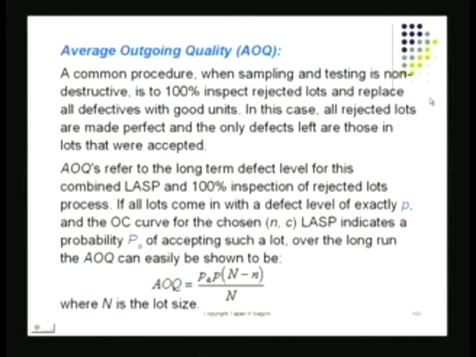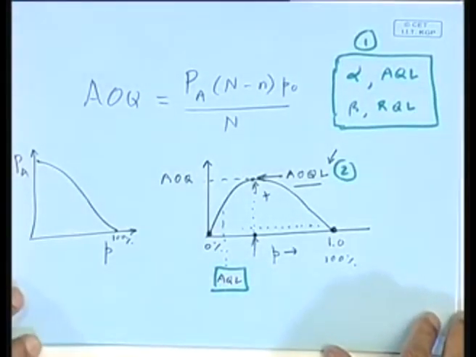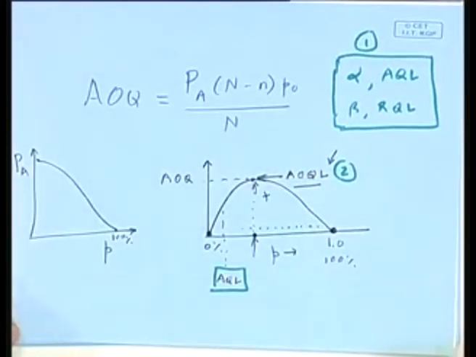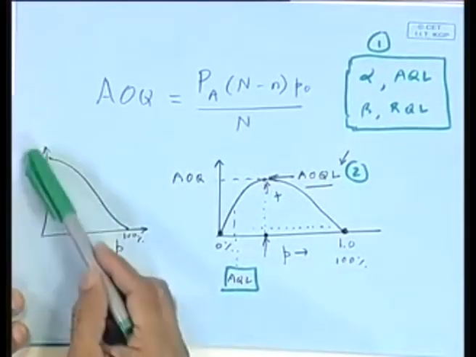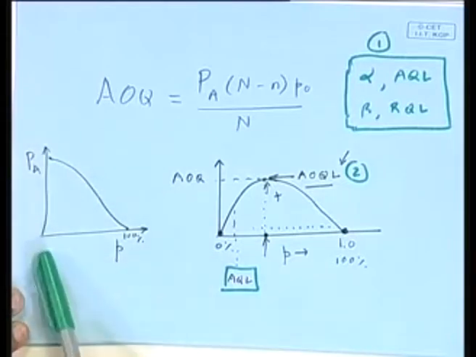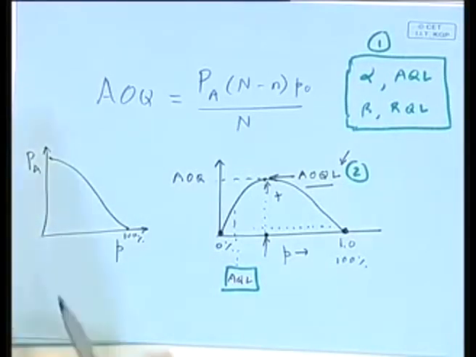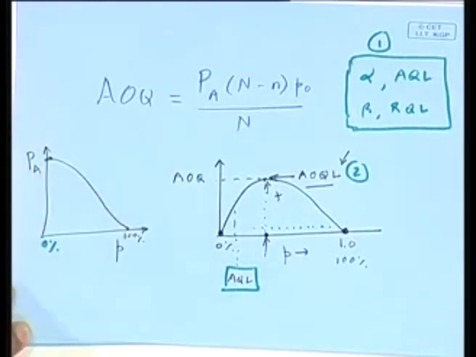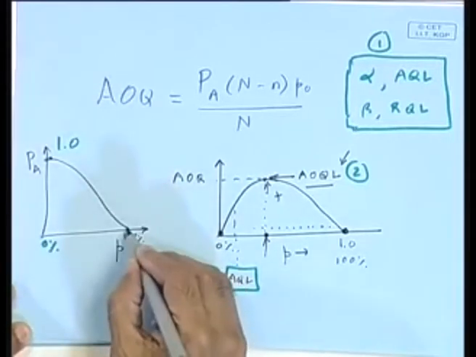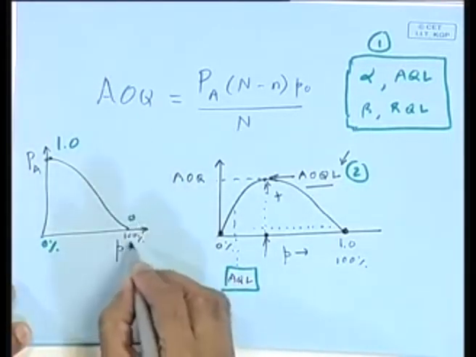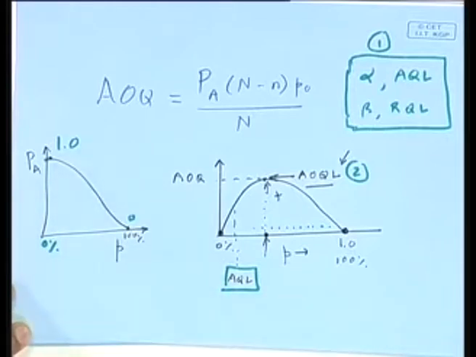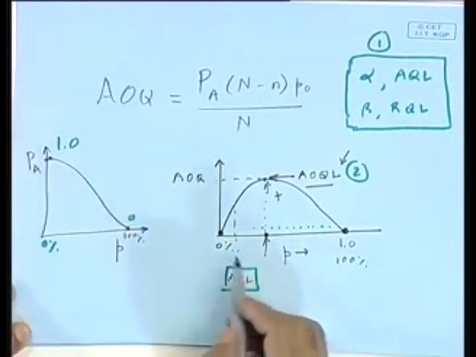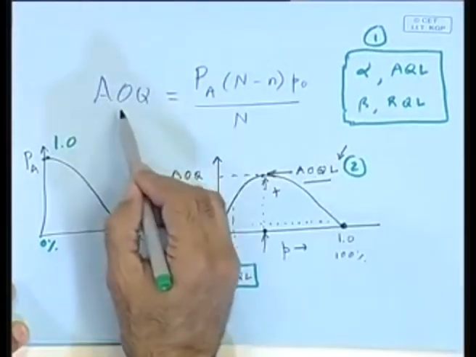The average outgoing quality, like I mentioned to you, it's very important for us to realize that there is something called the average outgoing quality. And look at this: no matter what sampling plan you are using, your PA is going to be pretty high when your quality level is pretty good. So if you've got 0% defective, your PA should be pretty close to 1.0. And your PA should be very close to 0 when your defect levels are really, really high. If you use this principle, and if you work out, this is the expression for AOQ.